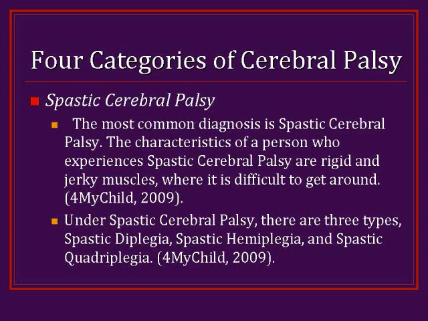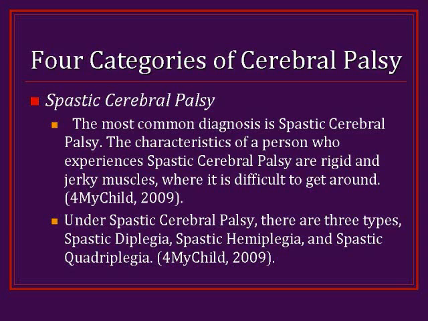The characteristics of the person who experiences spastic cerebral palsy are rigid and jerky muscles, where it is difficult to get around. Under spastic cerebral palsy, there are three types: spastic diplegia, spastic hemiplegia, and spastic quadriplegia. Spastic diplegia is when a child's leg and hip muscles are tight where the legs cross at the knees, which makes it extremely difficult to walk.